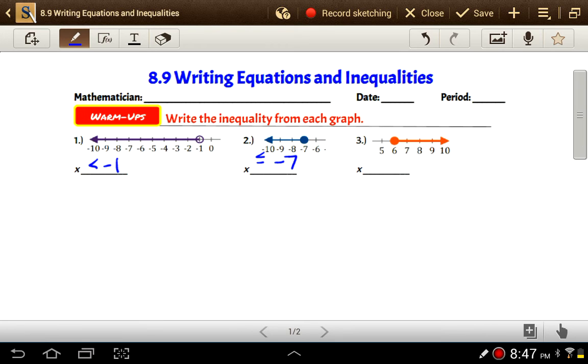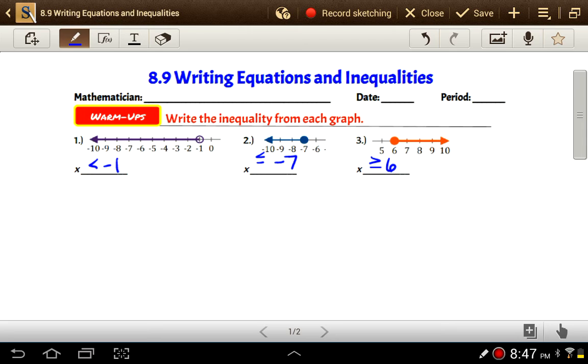In number 3, I have x to start. 6 is the number, so I'm going to put the 6. And I've shaded in the numbers that are greater than 6. X represents what's shaded in. I've also shaded in 6, so x is greater than or equal to 6. So that is how you do the warm-ups.